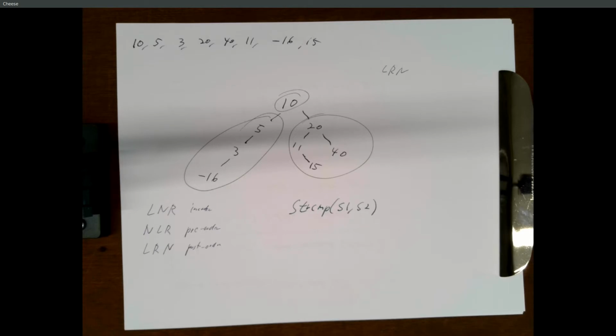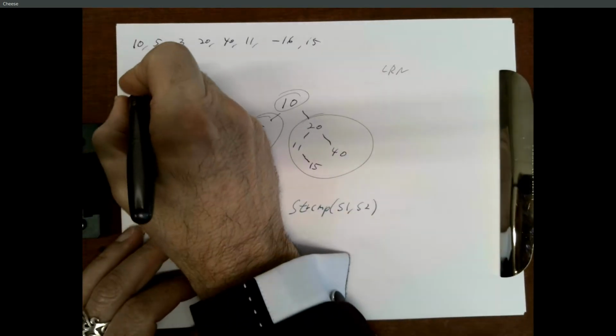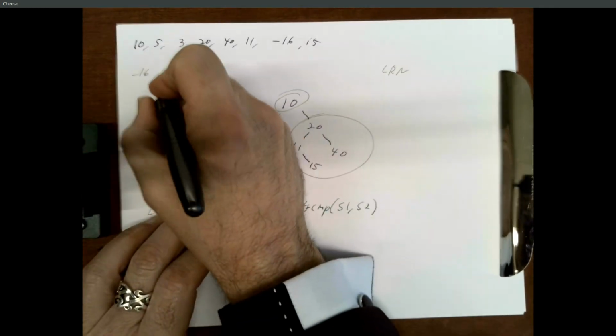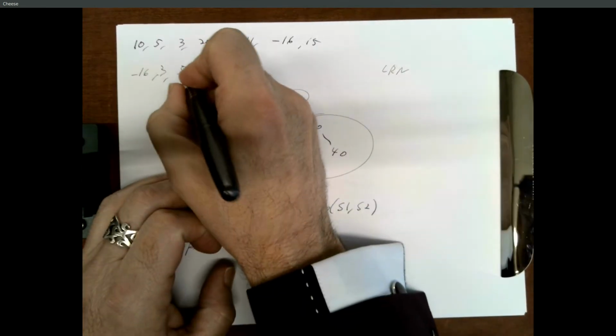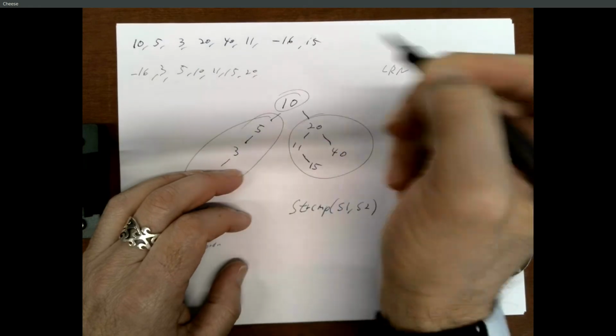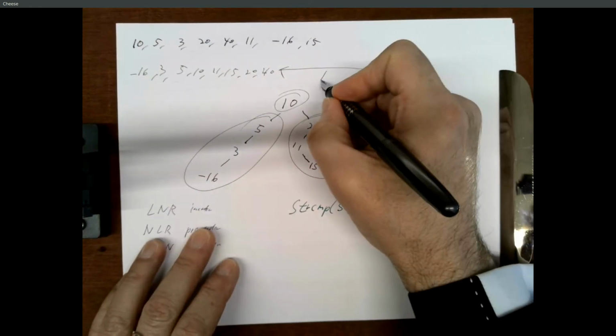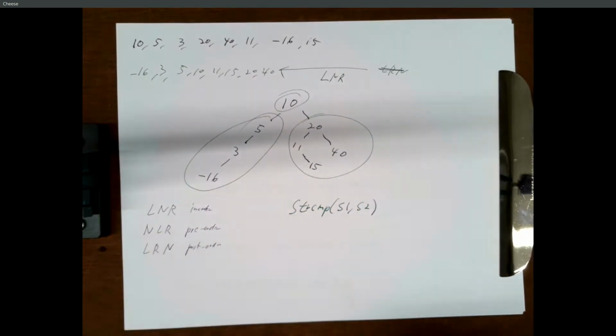Yeah? So I can get an idea, how would those print exactly? How would what print? Like, left node right. Oh. So left node right will print out negative 16, 3, 5, 10, 11, 15, 20, and 40. That's the in order, and I know that just because I know in order is going to be sorted.